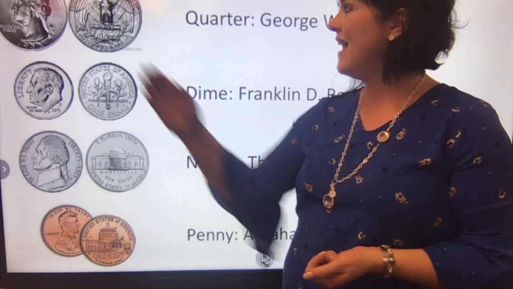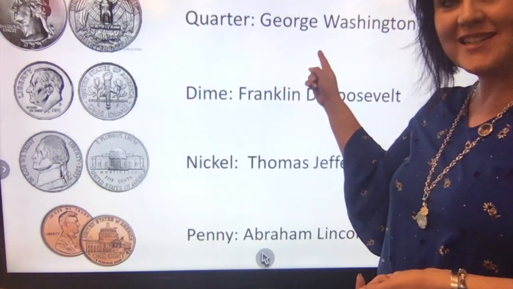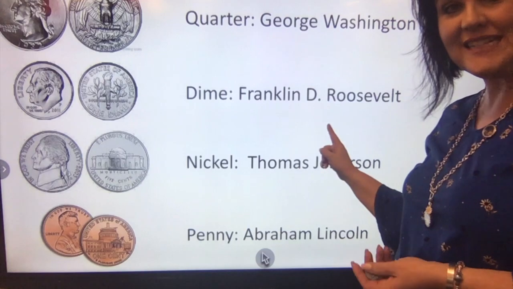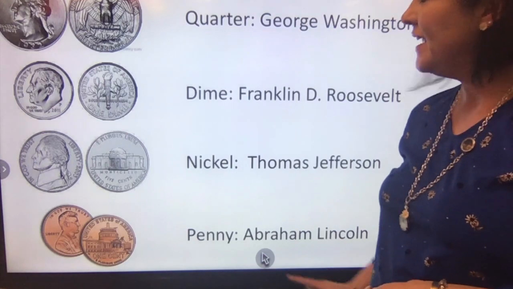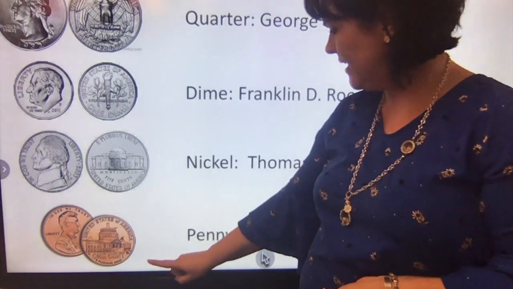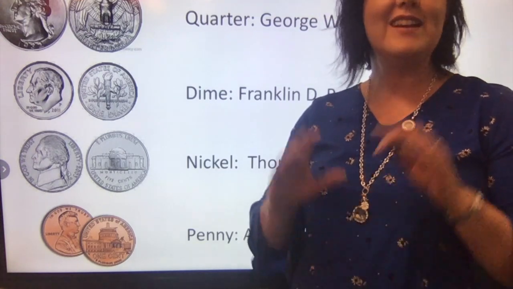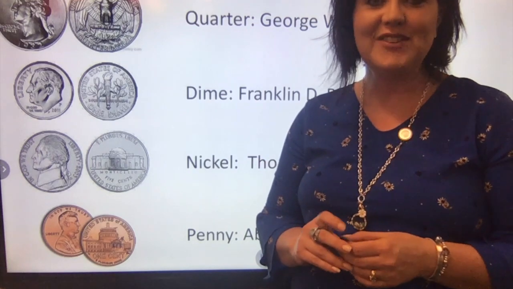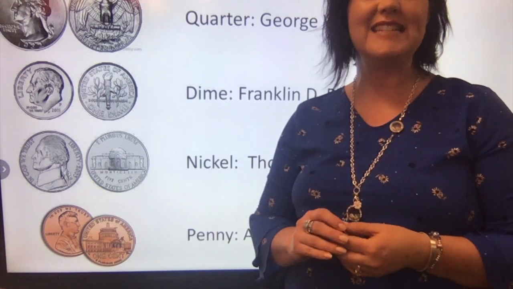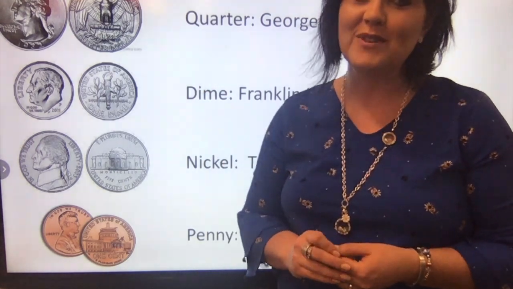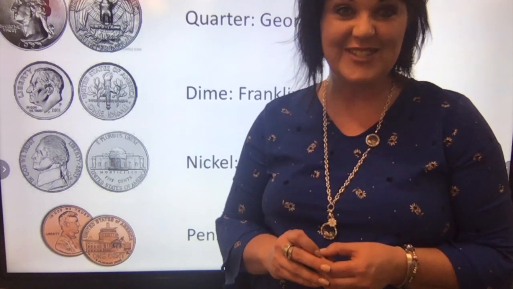So all of our coins have heads or tails, as you can see right here. The quarter has George Washington's head on it. The dime, Franklin D. Roosevelt. The nickel, Thomas Jefferson. And the penny, Abraham Lincoln. Now the tails of the dime, the nickel, and the penny are always going to stay the same. But one kind of cool thing about the quarter is there's a lot of different tails to the quarter. I have a student who collects different quarters, and she brought them in one day, and we got to see so many different types of tails to the quarter. It was really cool. So when you are looking at coins, now you're going to have to look at the back of quarters and see how many different kinds you can find.